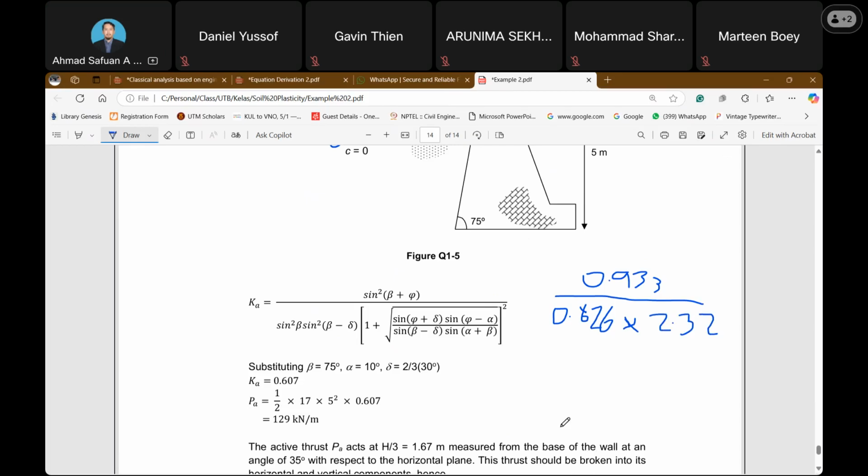Okay, so then what is the KA? 0.933 divided with 0.626, 2.32. Oh, I obtained 0.642. It's not the same. Let me check first. 75 plus 20. Oh, okay. Wait.